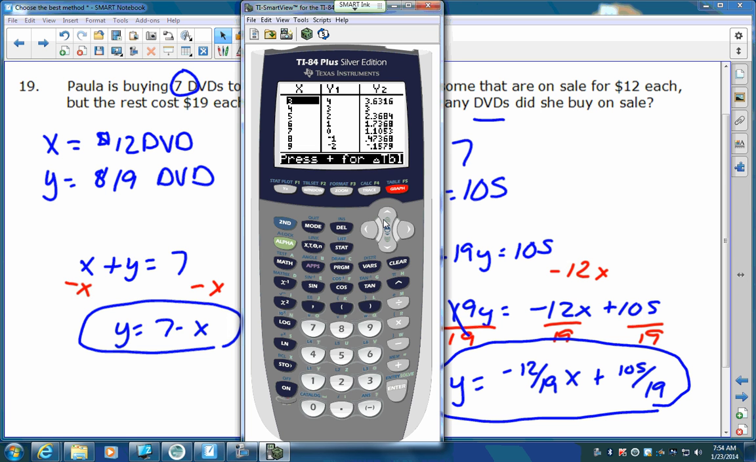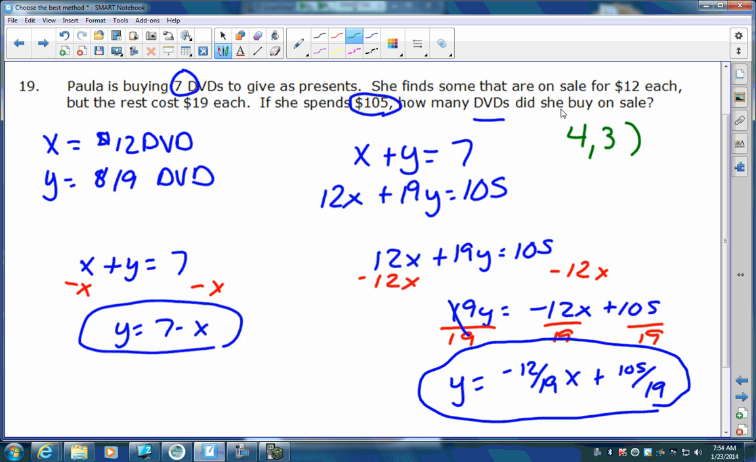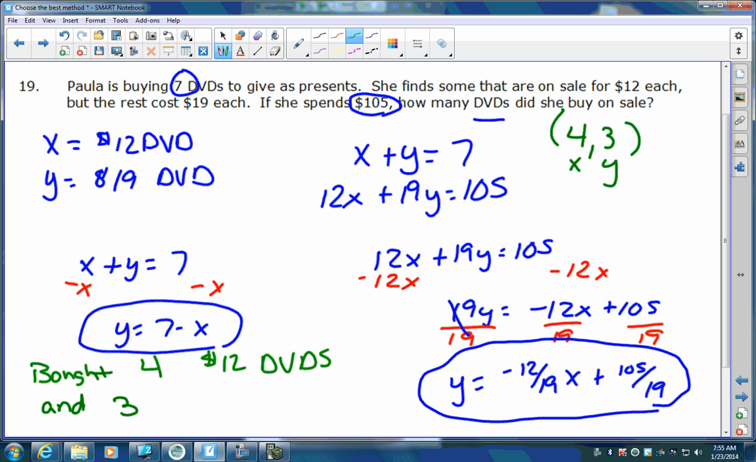Does anybody see where Y1 and Y2 are the same? Which is it? What is it? 4 and 3, right? So I see 4 and 3. Remember, 4 is the X, 3 is the Y. That means that they bought 4 $12 DVDs, right? And 3 $19 DVDs. If you can solve for Y, you can put any of these in the calculator.